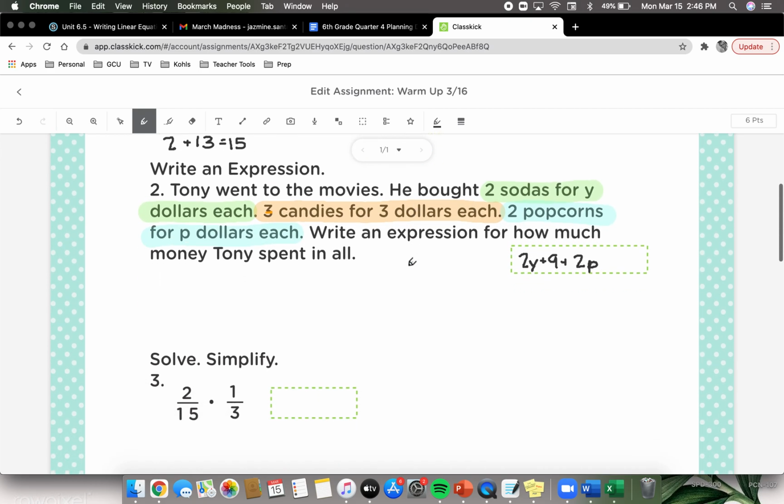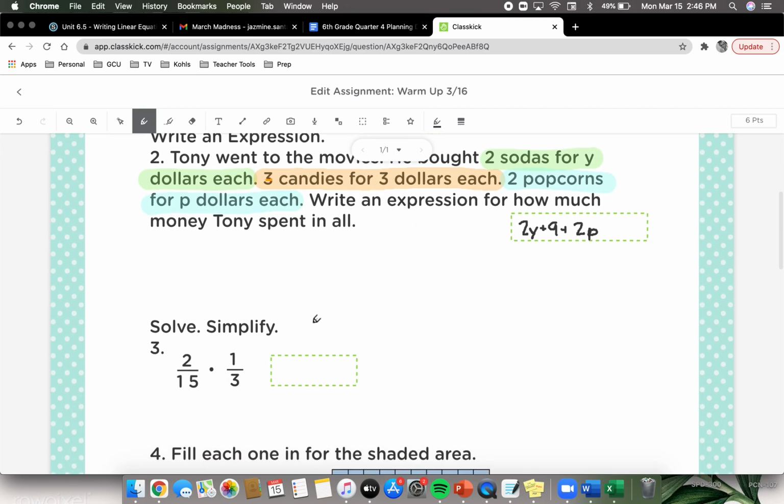Moving on to number 3, it wants us to solve and simplify if we can. 2/15 times 1/3. Well, since we're multiplying, we can just multiply straight across. So 2 times 1 gives us 2, and 15 times 3 gives us 45, and we cannot simplify because 2 does not go into 45, so your answer should be 2/45.